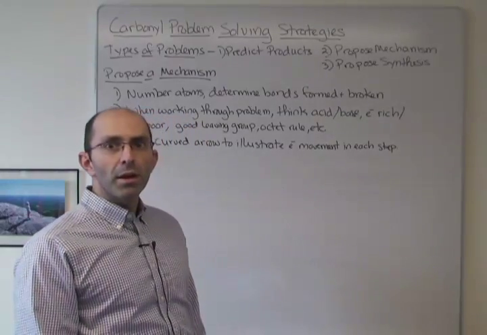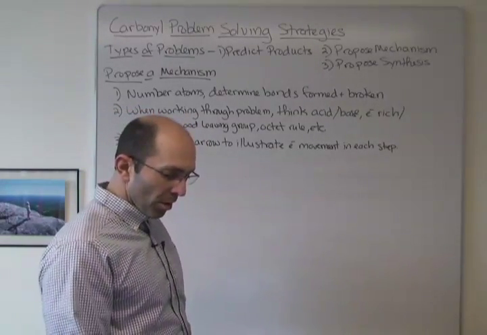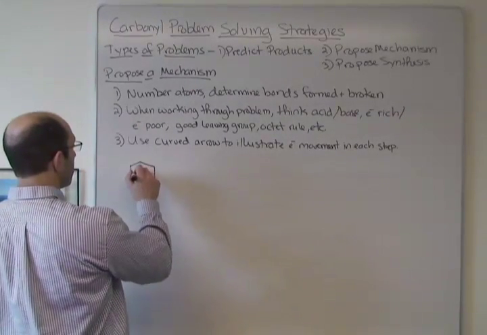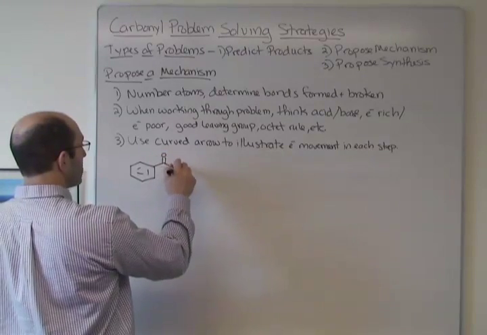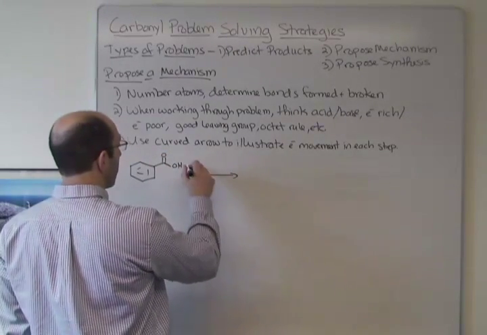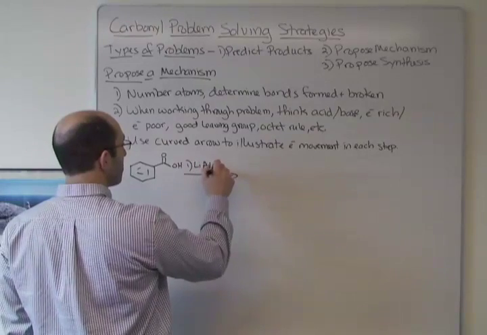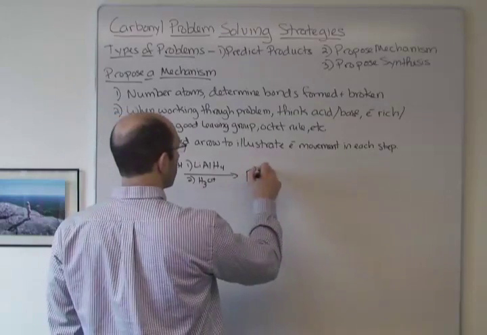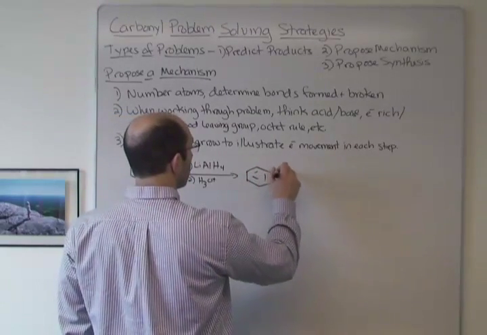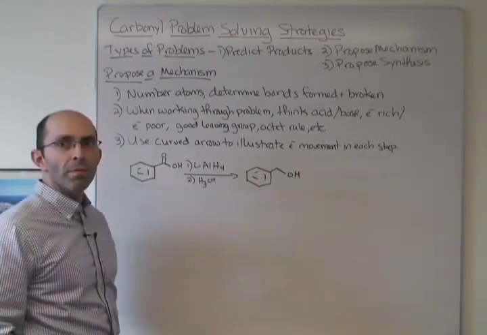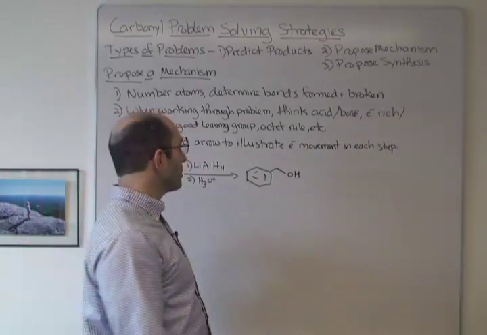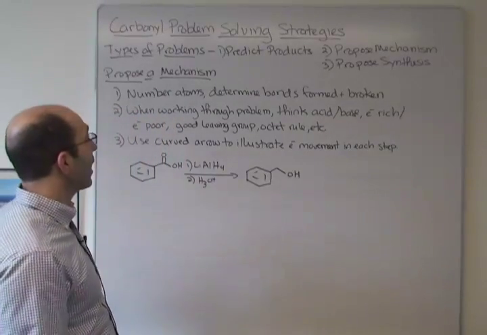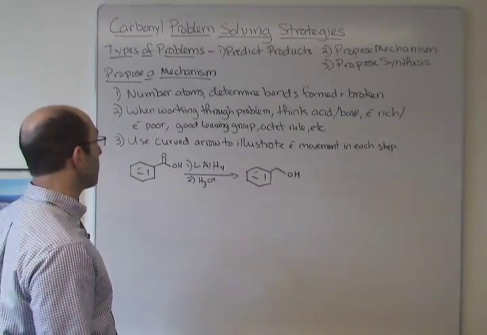So let's look at a mechanism just to work through how we would do this. Right? So one question would be, given benzoic acid, provide a mechanism for the reaction of benzoic acid with lithium aluminum hydride followed by acid to yield benzyl alcohol. Right? So this is a very common type of question. How would we approach this? Right? Well, first we're going to number the atoms to determine bonds formed and broken.